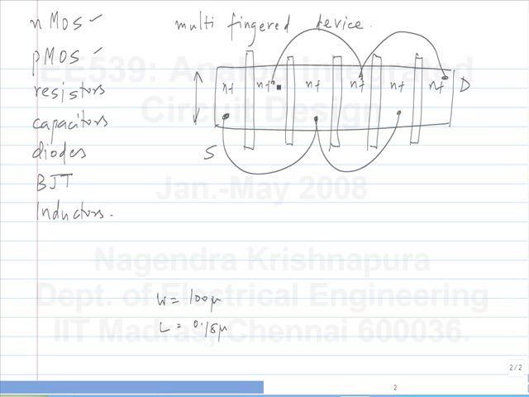So this will be more area efficient when you lay it out, and as we will see later, it will give you lesser parasitic capacitance. We will look at the model of the MOSFET a little later.